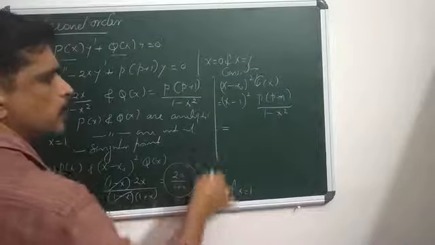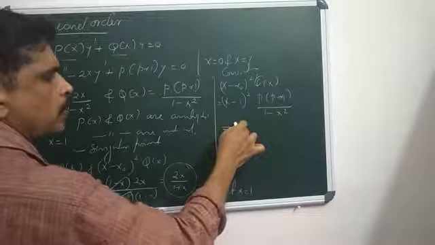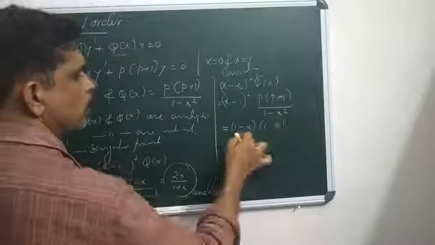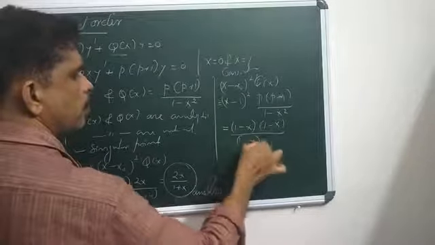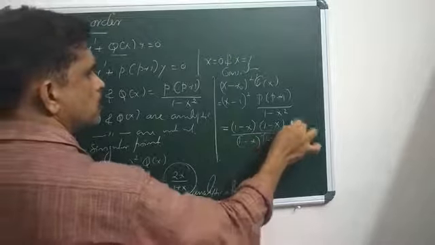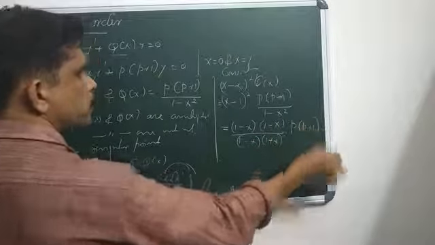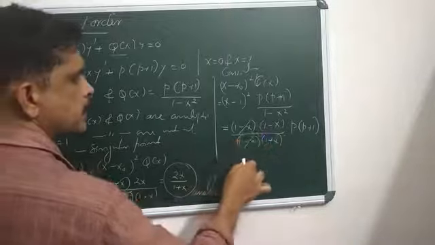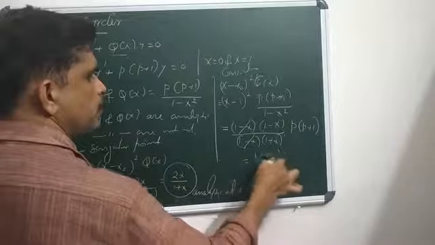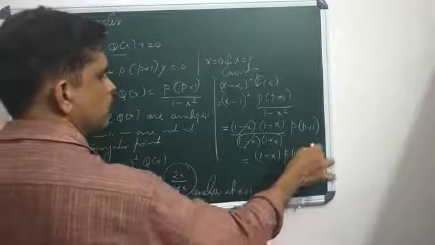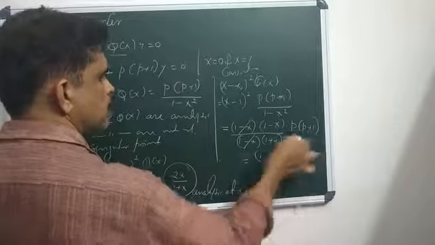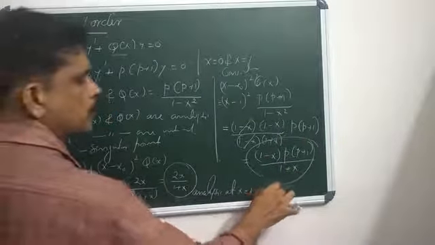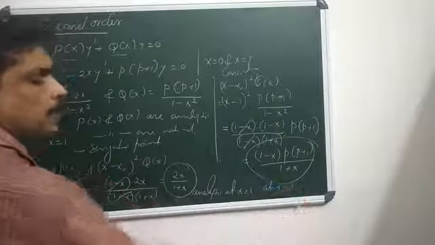Again, (x minus 1) whole square means (1 minus x) whole square. So (1 minus x) into (1 minus x) divided by (1 minus x) into (1 plus x) into (p plus 1). Again, 1 minus x cancel each other. But again it is (1 minus x) into (p plus 1) divided by (1 plus x). So clearly this should be analytic at x equals 1. At x equals 1 it is 0. So clearly it is analytic.